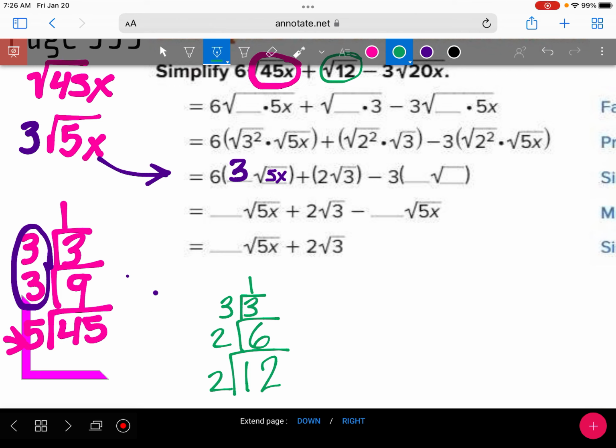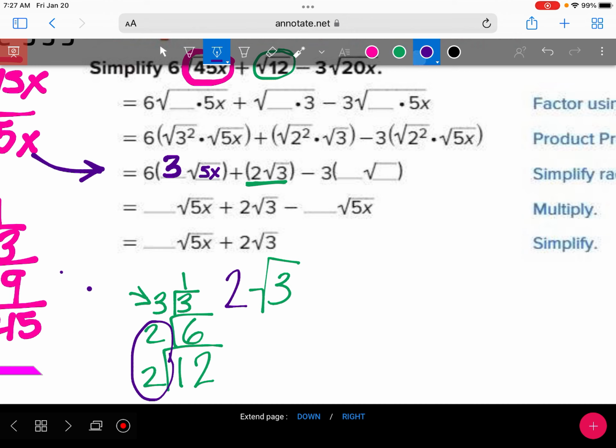So when we write 12 in our simplified radical form, what goes outside the house? 2. There's a 2 over here. I have a pair of 2s. They go outside. And inside the house, we have our friend who doesn't have anybody, 3. Which is exactly what they have right here. I just wanted us to practice doing it into our simplified radical form.